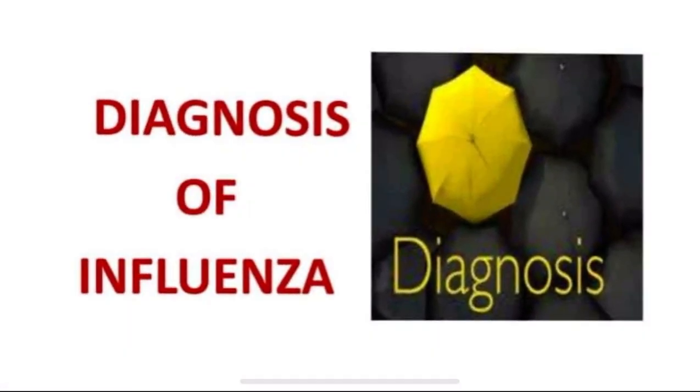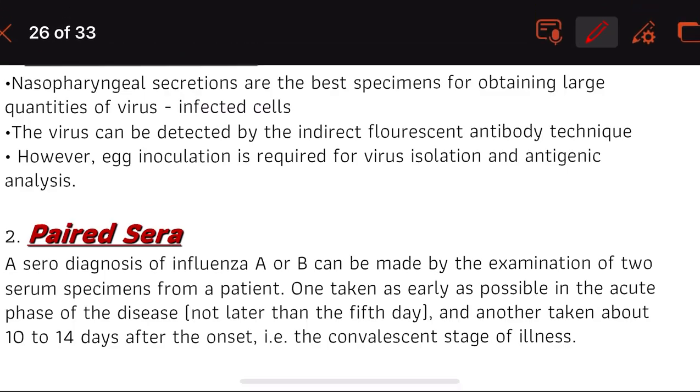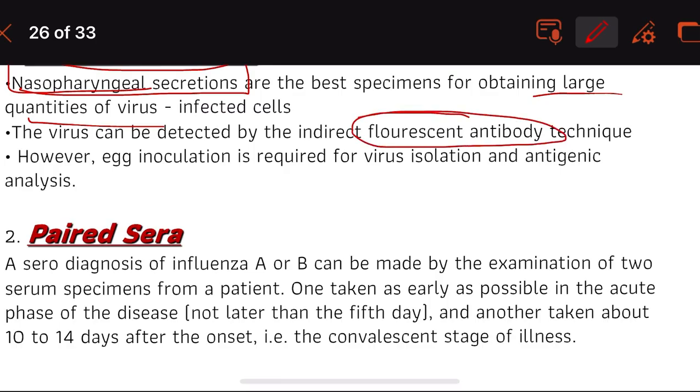Moving further to the diagnosis of influenza, we have to do the virus isolation. The nasopharyngeal secretions will be the best specimens for obtaining the viruses from the infected cells. The virus can be detected by the indirect fluorescent antibody technique. So first the virus is isolated from the nasopharyngeal secretions because they contain large quantities of the virus. Then the virus can be detected by the fluorescent antibody technique.